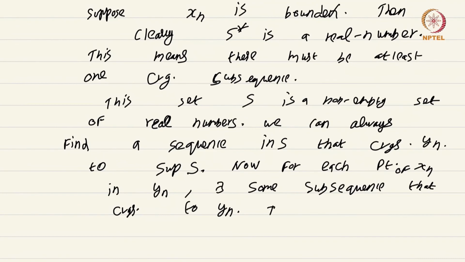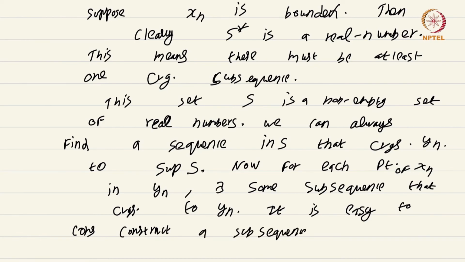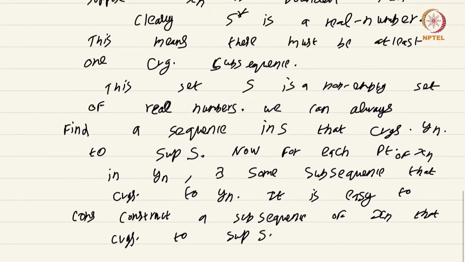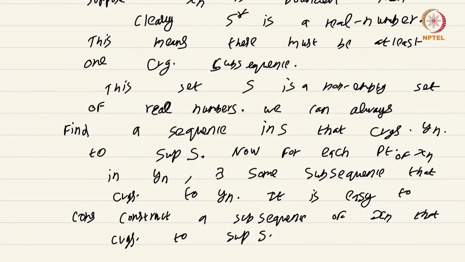Okay. Now it is easy. The very similar arguments we have done several times before. It is easy to construct a subsequence x_{n_k} of xn that converges to supremum of S. This is something that we have done several times earlier, some very similar arguments, so I'm going to leave the rest to you. Okay. So there is a third possibility that we should consider.